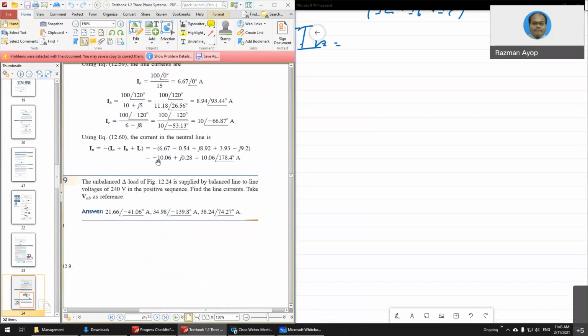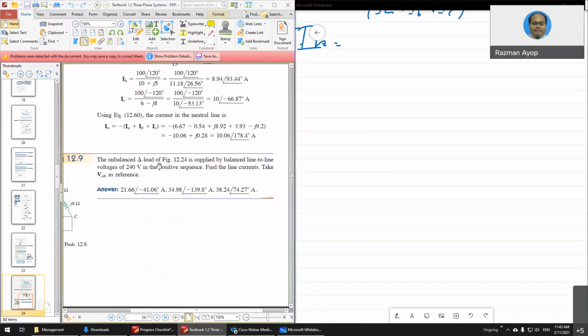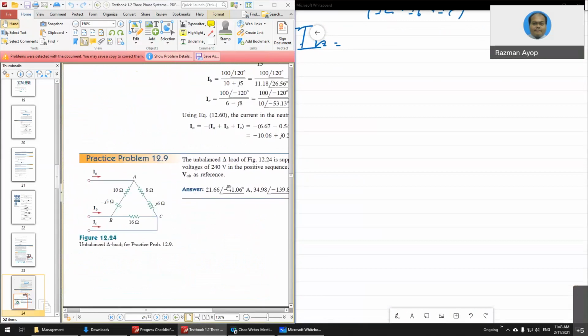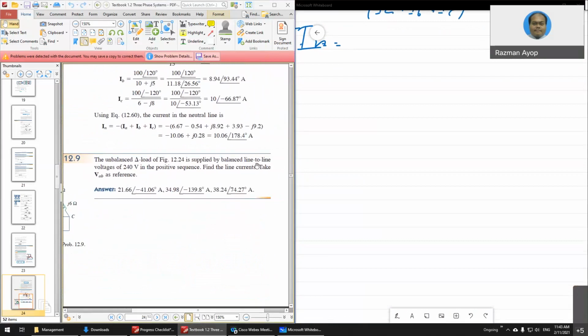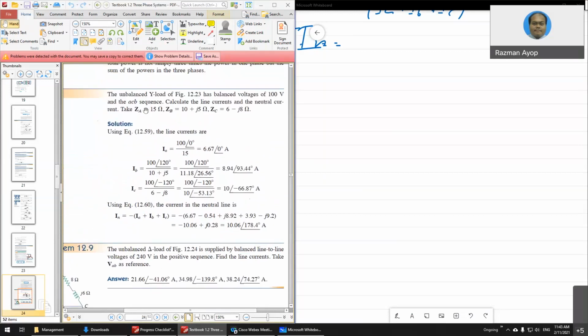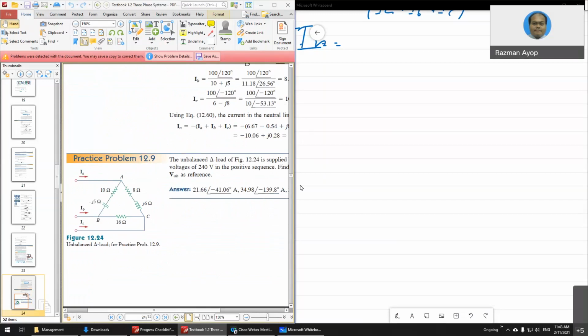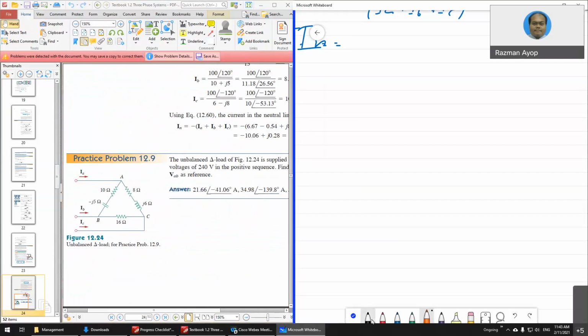Okay, we move on to another example here. Unbalanced delta load of figure 12.24. This one is supplied by a balanced line-to-line voltage. This one is good because they mentioned that line-to-line voltage 240 means that this is line voltage, and it is a positive sequence. Positive sequence means ABC. Negative sequence means ACB.